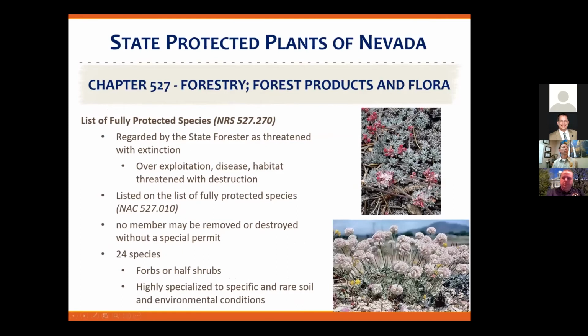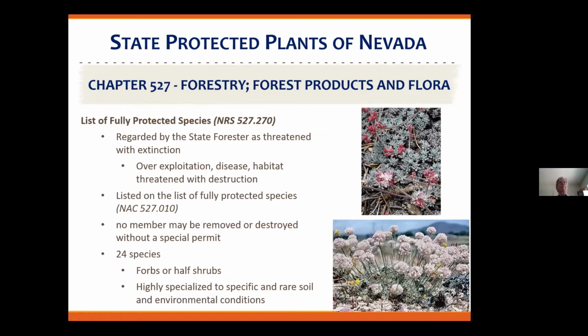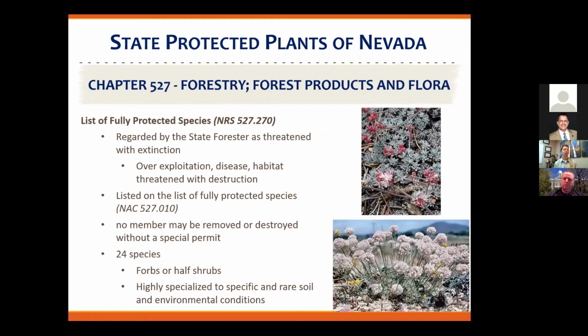So then we move here into the fully protected species. These are the critically endangered ones. And there's a process to get these things listed. Right now there's 24 species on the list. And the state forester is supposed to, you know, regard these things as in distress and going to be threatened with extinction. And I owe a plug to the Nevada Division of Natural Heritage, which is also in the Department of Conservation and Natural Resources. And we heavily rely, by statute even, on them for scientific input.